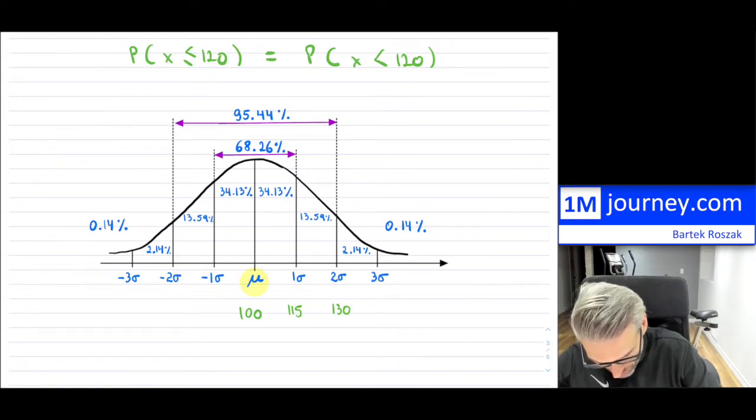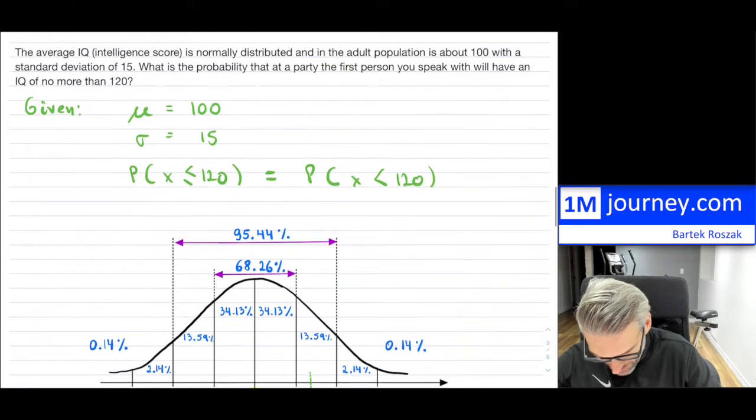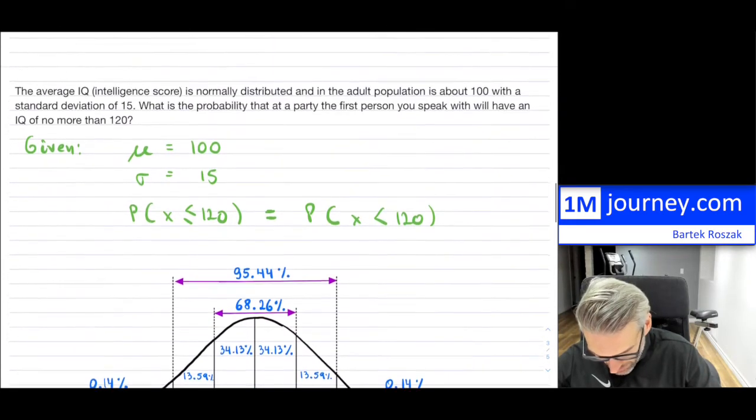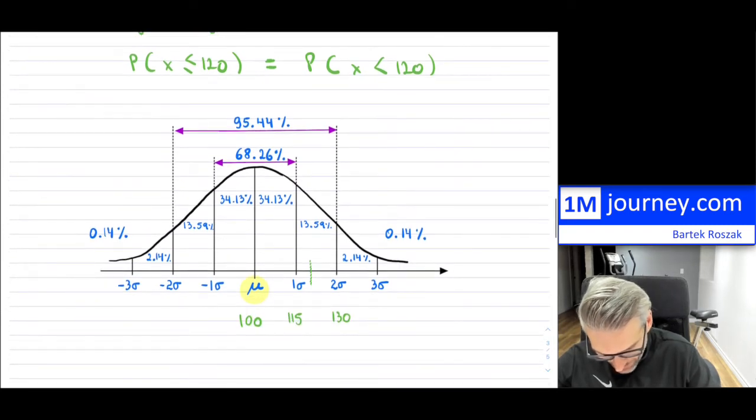So we're somewhere along here. So we're stuck somewhere along here. So we're supposed to be 120, right? Okay. So we're stuck somewhere along here. So this is what we want.